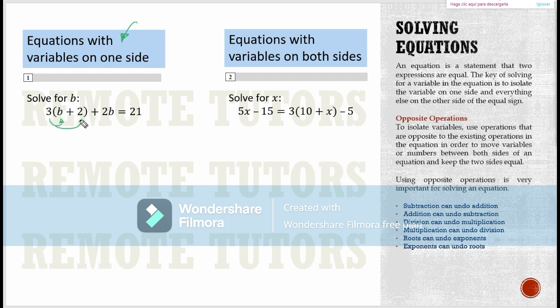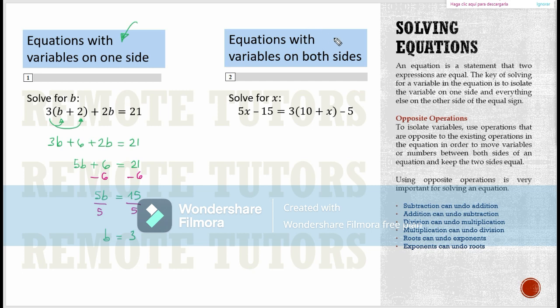So let's apply here the distributive property: 3b plus 6 plus 2b is 21. Then combine like terms, which is 5b plus 6 equals 21. And after that, in order to isolate the variable, we will subtract 6 from both sides. So we get 5b equals 15. And at last, we divide by 5. So the value of b is 3.